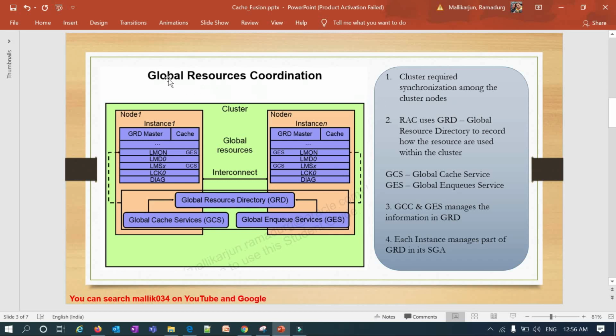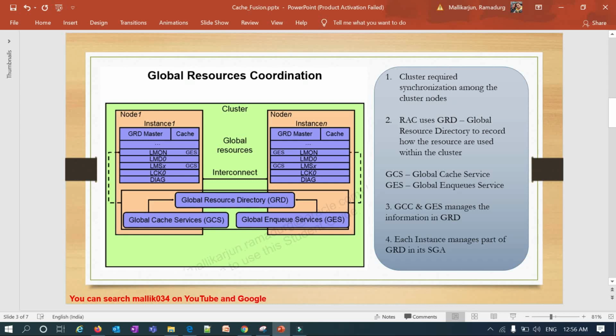So what is global resource coordination? How does this coordination happen between the cluster nodes? You can see here this is node 1 and this is node n, and these are all the background processes. I'm not going to explain the background processes, but I just wanted to tell you about these two: global cache service and global enqueue service. These are the two RAC background services, and this is a table, the global resource directory table, and each node has a piece of information about this GRD table, that is the GRD master. You can see here, this is inside my SGA.